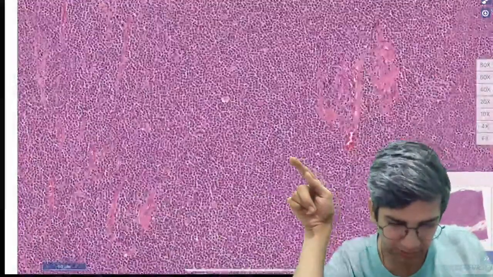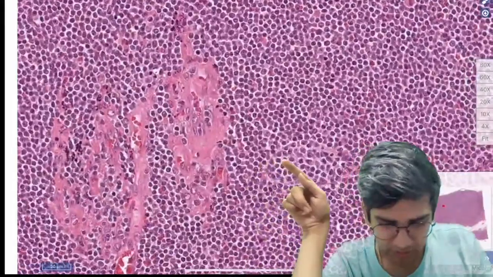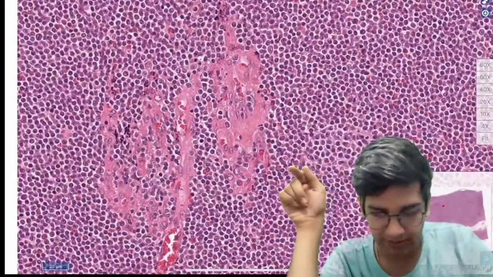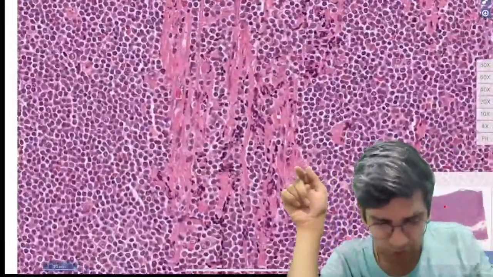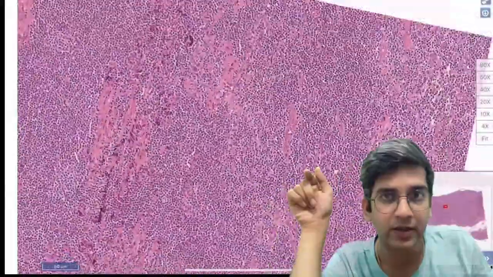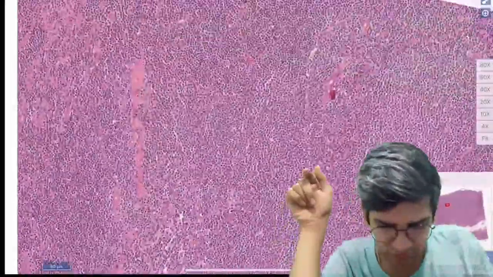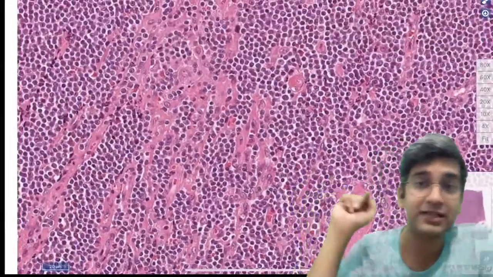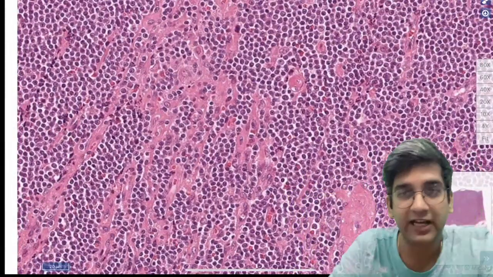If you want, let me zoom into one more area. What's happening here? If you're not comfortable, let's zoom to one more area. What's happening here? Do you guys accept that there is a variance of hyalinization?